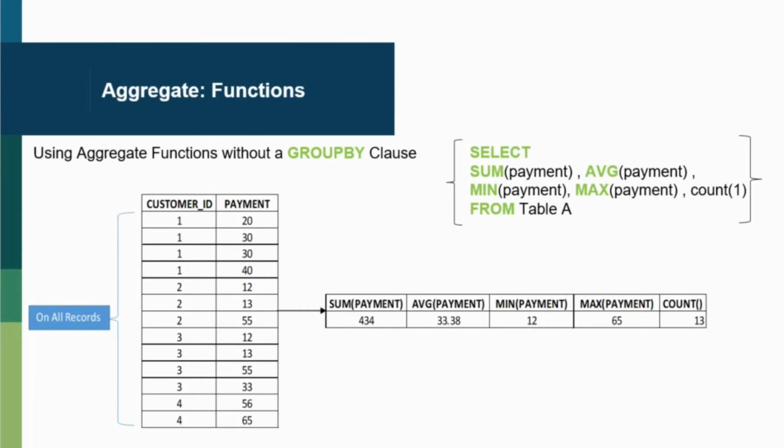So once you run these aggregate functions, you will get a summary record. And that summary record is going to add up all your payments, average the payment, give you a minimum, maximum, and the count of the records. This is a quick way to get your summary statistics. In this example, we are not using the group by clause yet. We will use that in a later example.